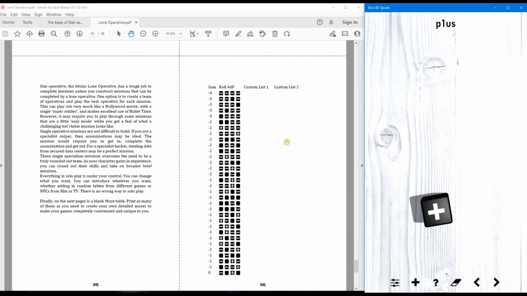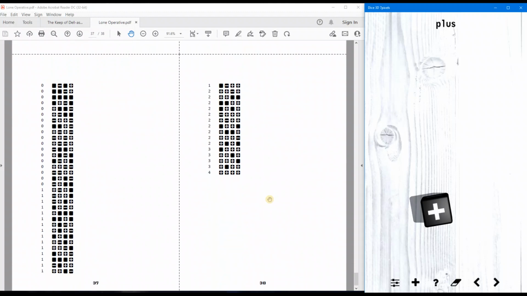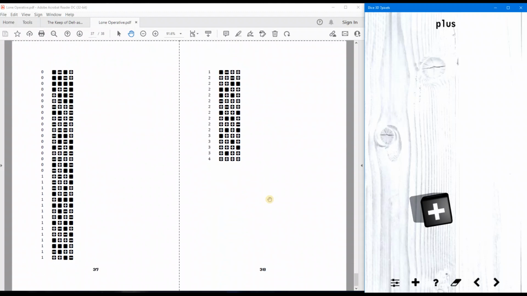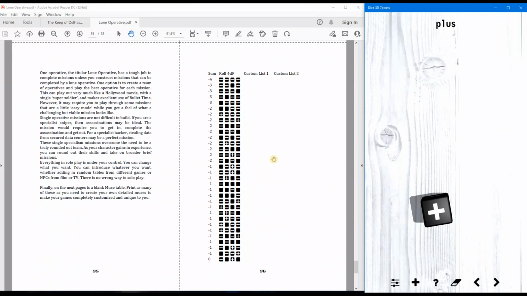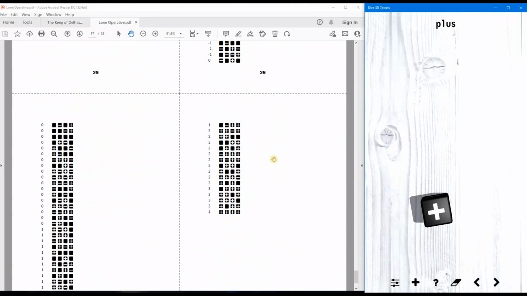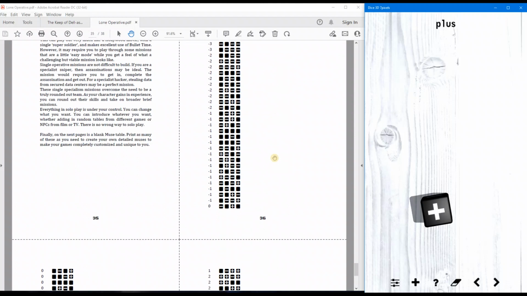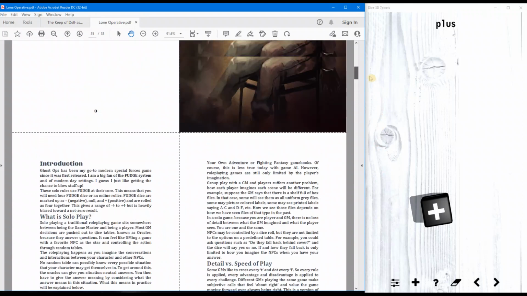Then I finish off with some solo tips, and then at the end there is a blank copy of the Muse, so you can print those off and create as many as you like. Every combination is there with the probability, and the sum of the dice, to make it easier to navigate. 81 options there.